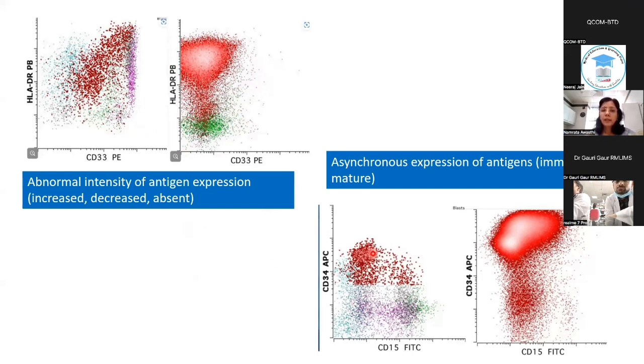Now then there could be asynchronous expression of antigens, like immature cells showing mature antigens. For example, here in a normal marrow, we can see that the precursors which are 34 positive will not be expressing 15. And when they mature, 15 is expressed and 34 is lost. So these two together should not come. But here in this case, you can see that 34 is brightly expressed along with CD15. And therefore, this is an abnormal population.